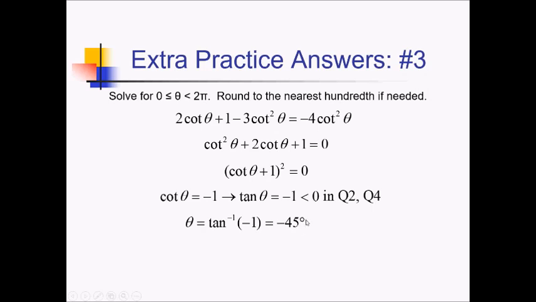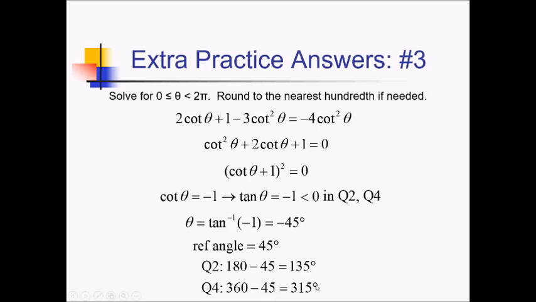The reference angle out of that, which is what I actually need to get these answers, is going to be 45 degrees. So to get my quadrant 2 answer, I'm just going 45 degrees up from the x-axis, so that's going to be 180 minus 45 to give me that angle, going backwards 45 degrees basically. That's 135 degrees. And then for quadrant 4, we're starting at 360 and going down from the x-axis 45 degrees into quadrant 4. So that's going to be 360 minus 45, which is 315 degrees.